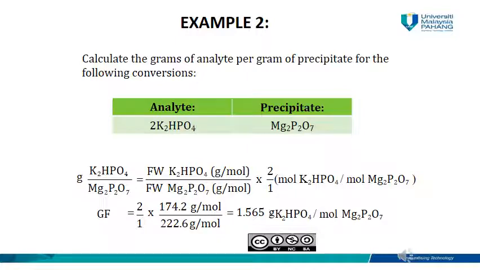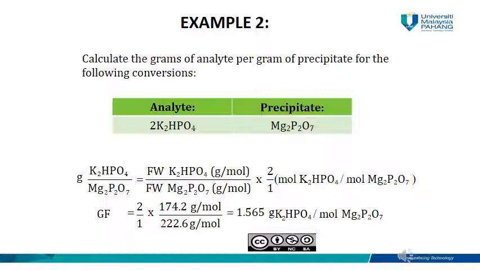For example 2, the analyte is K2HPO4, and the precipitate is magnesium pyrophosphate, Mg2P2O7. What is the similar element that might be contained in the analyte and the precipitate? Of course, the phosphorus. So here you can see the similar thing is the phosphorus.